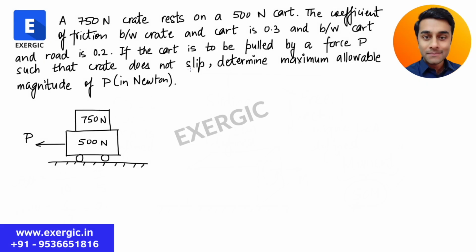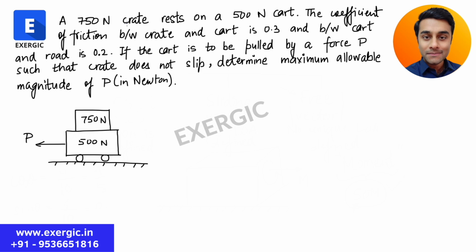So the question that we are going to solve now is fundamentally different from the previous problems that we have solved. Let us first go through the problem, and then I will explain how this is different and how to solve it. The question says that a 750 Newton crate rests on a 500 Newton cart.